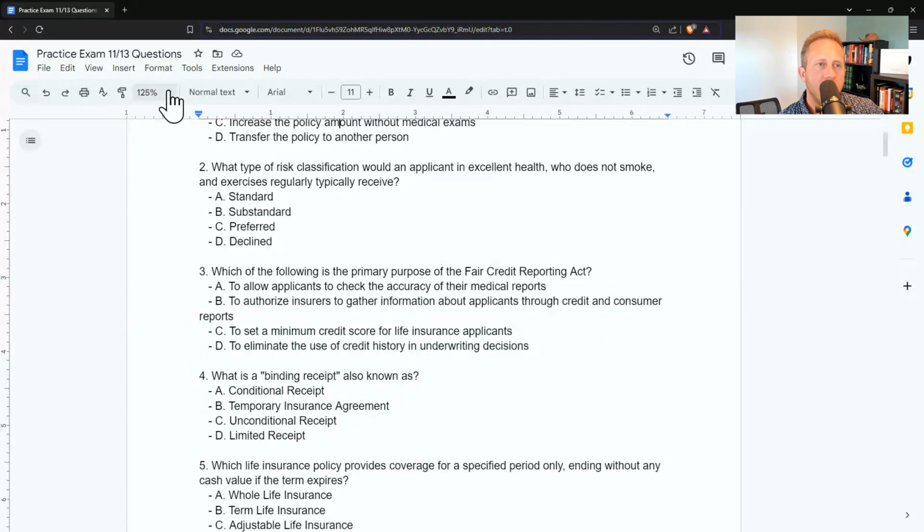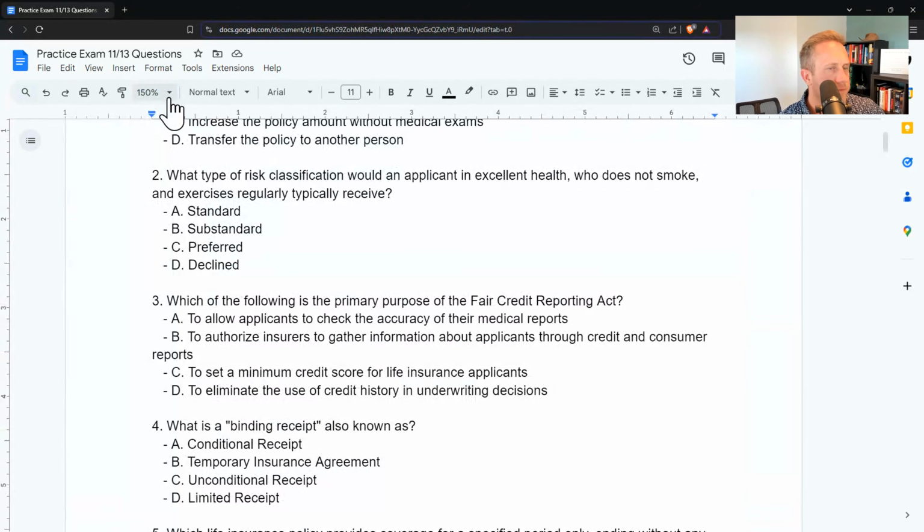Next question. Let me zoom in a little bit here. What type of risk classification would an applicant in excellent health who does not smoke and exercises regularly typically receive? Standard, substandard, preferred, or declined?